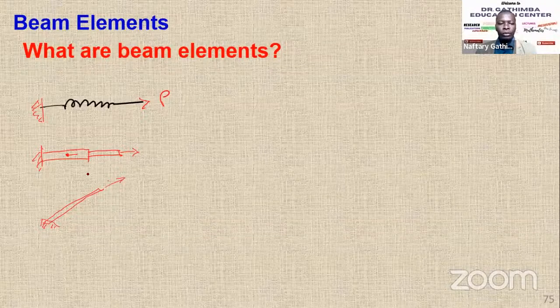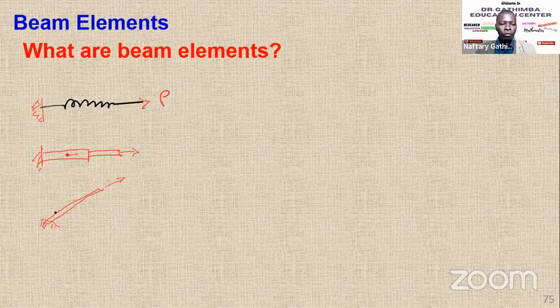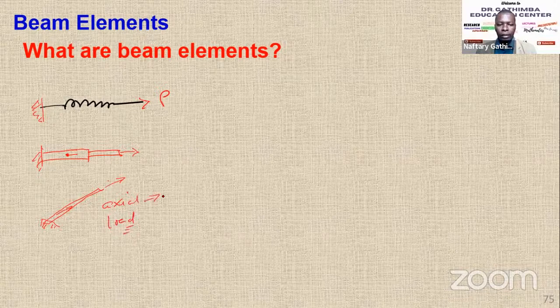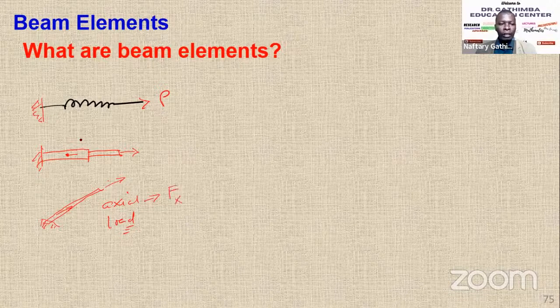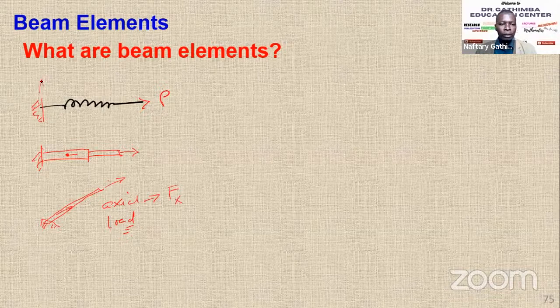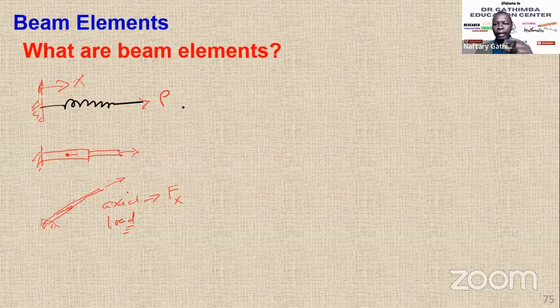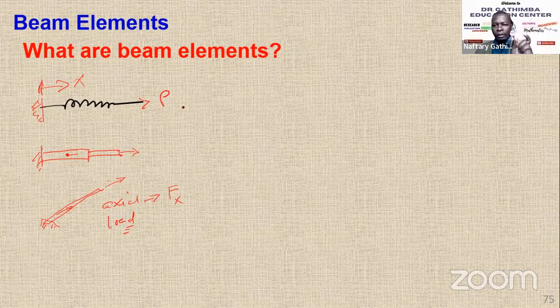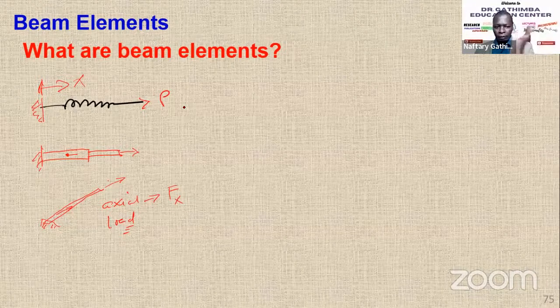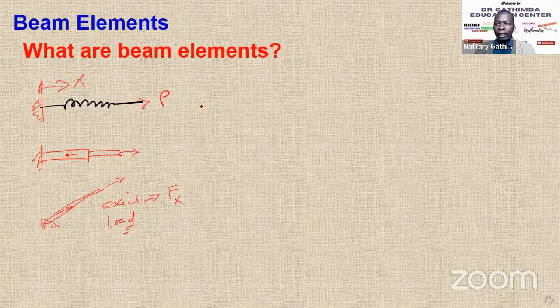So in all these things, what you noted is that we are talking of load applied axially. So we are talking of axial loading. What you expect was the reaction to be, of course, the axial reaction, the F in the X direction, if we take the normal X direction to be this horizontal. So the deformation was extension, elongation, or compression, reduction in length, for the bar element. And the load was applied axially.